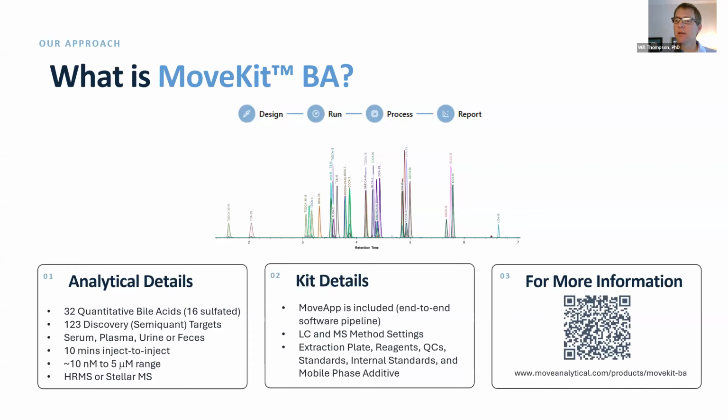The kit details, the application, so the Move app that you'll see photos from, is included. We deliver all of the LC-MS settings, method settings, extraction plates, reagents, QC standards, et cetera, in the kit. So this is the product as it's delivered and ordered from us. The website with the product information just went live a few days ago. You can either grab the web link or scan the QR code.